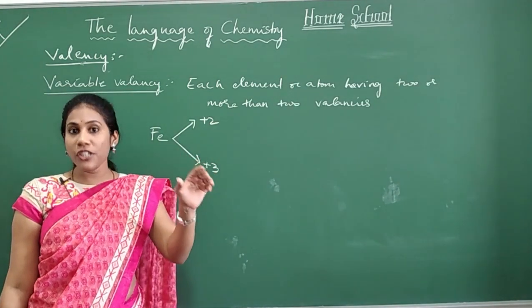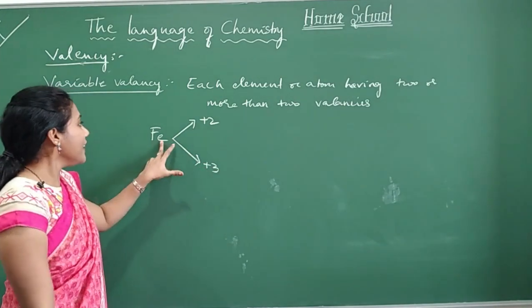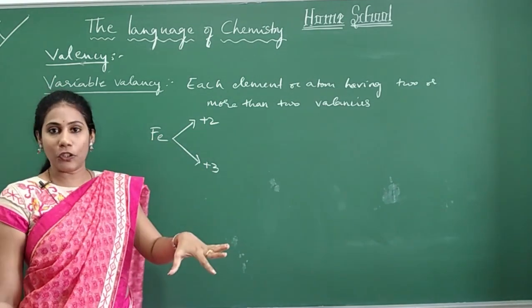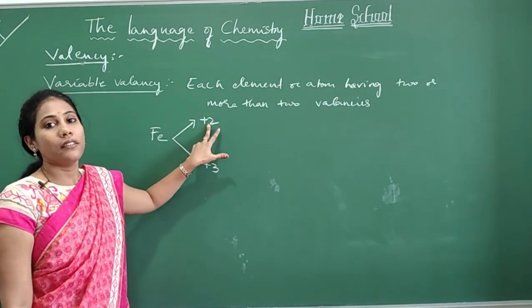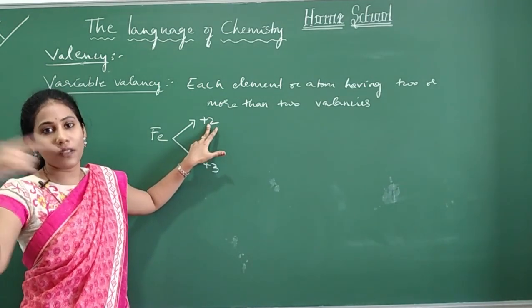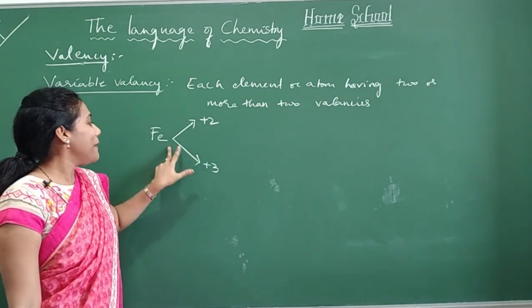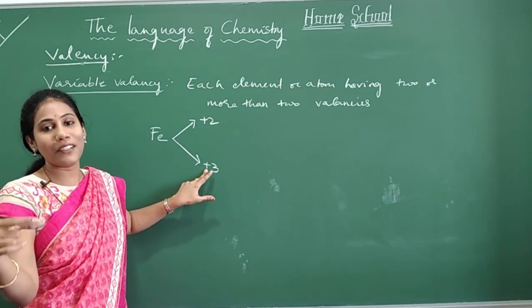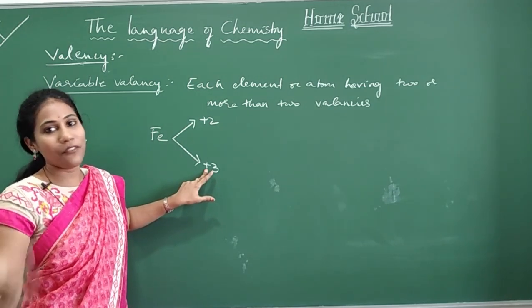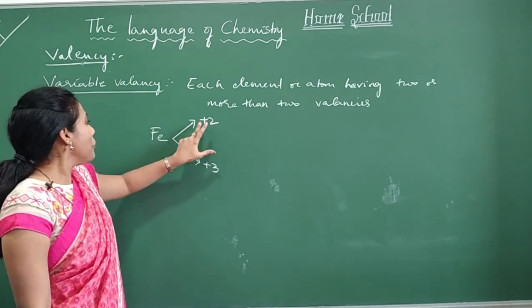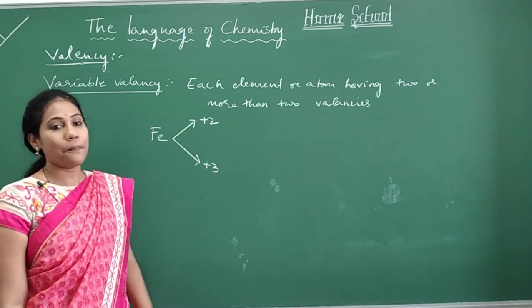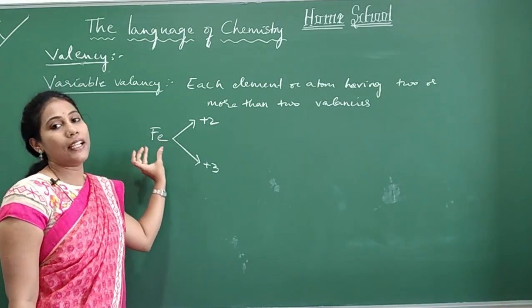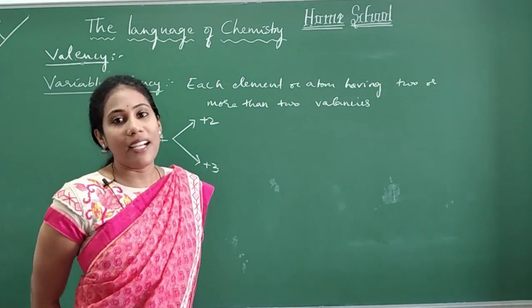Depending on the conditions during chemical reaction, iron can lose two electrons or iron can lose 3 electrons. Okay, +2 means what? 2 extra fingers, so 2 electrons have to be lost. +3 in the sense what? 3 extra fingers, so 3 electrons have to be lost. So +2 valency, +3 valency. Two different valencies can be shown by a single atom or element. That is called variable valency.